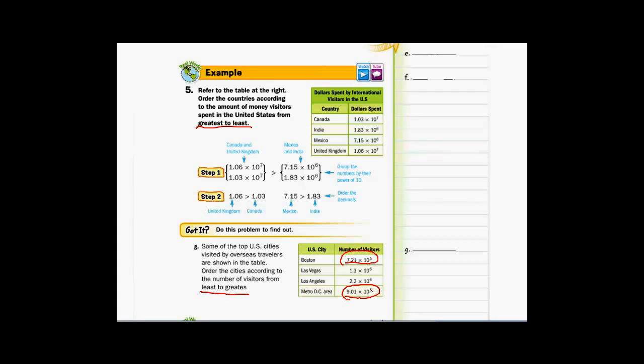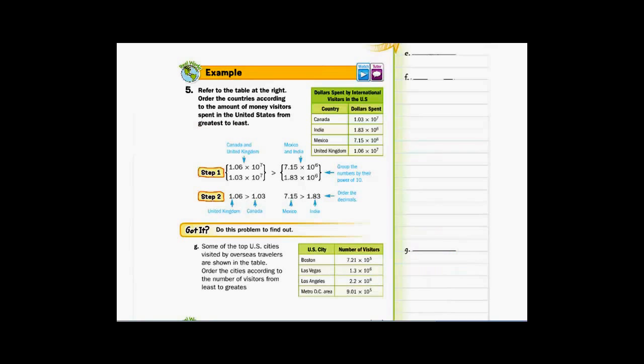So if we want least to greatest, that would be my 10 to the 5ths. So since 10 to the 5ths are the same, now I can look at that one. So smallest, Boston. Next smallest, Metro DC. Now I can look at my 10 to the 6th. So if I look at my 10 to the 6th, those are bigger than both of the red ones here. But if I'm still going least to greatest, next I would have Las Vegas, and then I would have Los Angeles, because 1.3 is less than 2.2. Okay.